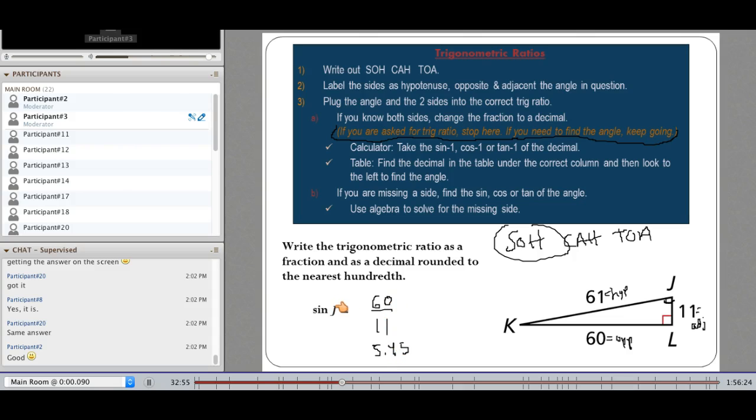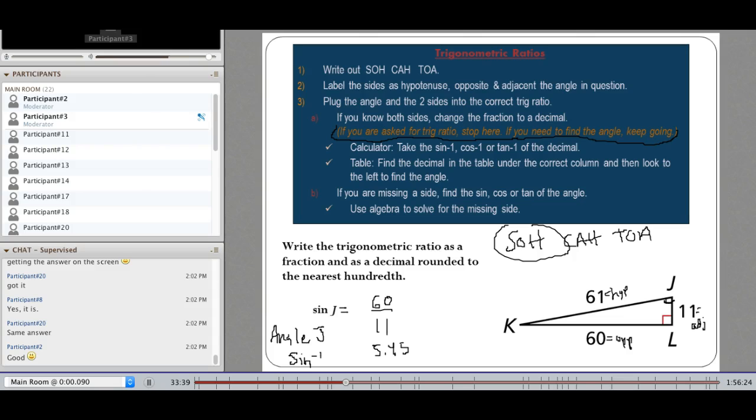Let's say now this question was saying, we want to know what angle J is. Okay, well then we're going to keep going here. If they're asking to find the angle, keep going. Whenever you're looking for an angle, whenever the angle is missing, you're going to use what's called the inverse trig ratio. So if we're looking for what is angle J, we have got to do the inverse trig ratio. And on your calculator or even on the table that I gave you, it looks like the trig name to the -1 value. So sine to the -1 means the inverse.